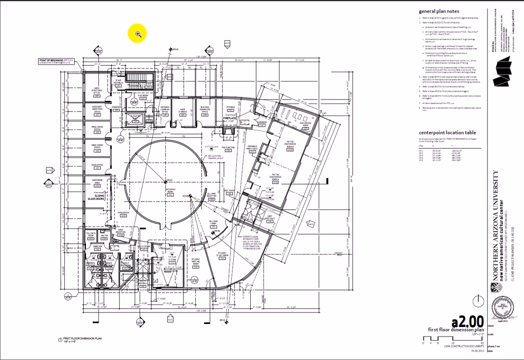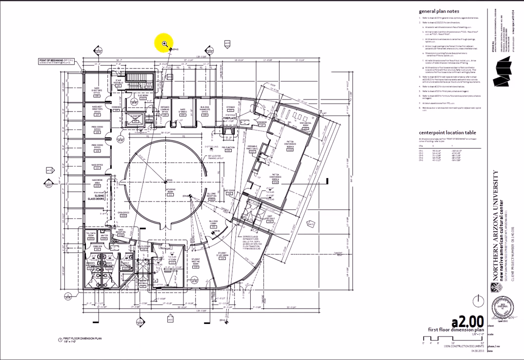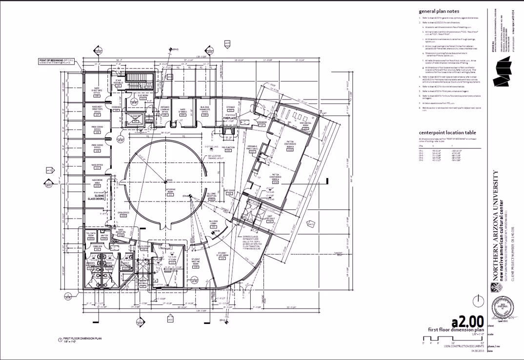So you can see this one right here, control point number 2. And so if we go over here, center point number 2, you can see that there's some dimensions given, and these dimensions are measured from that point of beginning. So to start the whole building, the contractor is going to have to figure out where this point is from the civil drawings, and then everything is referenced off that. So now we know where everything is in this building.